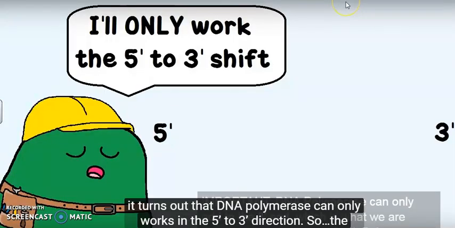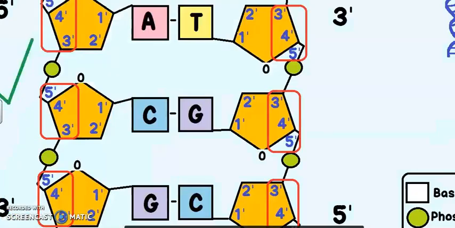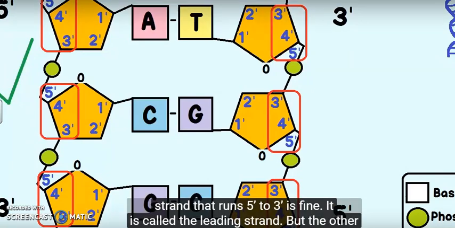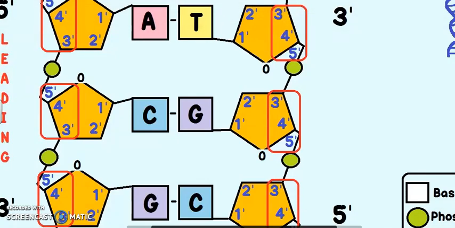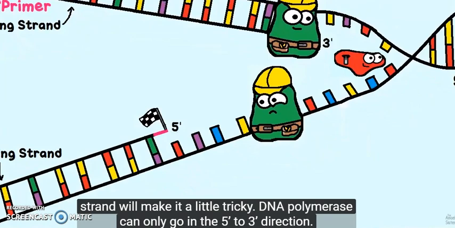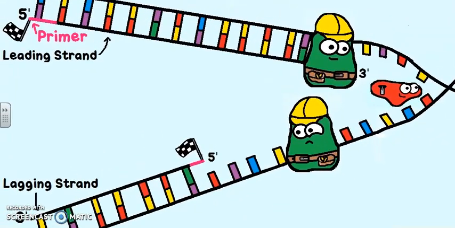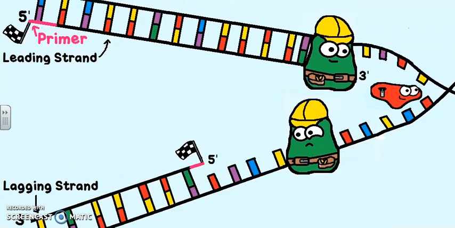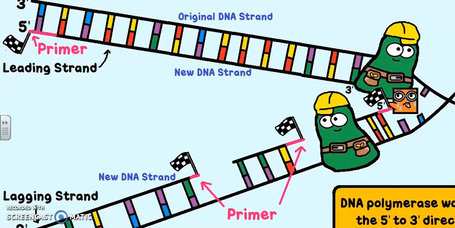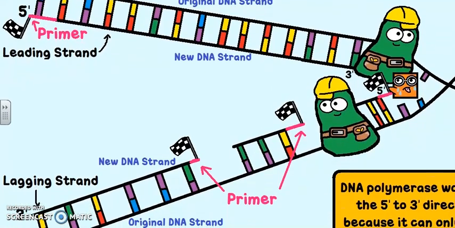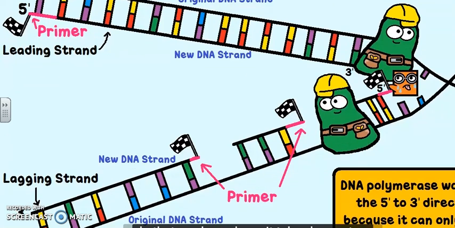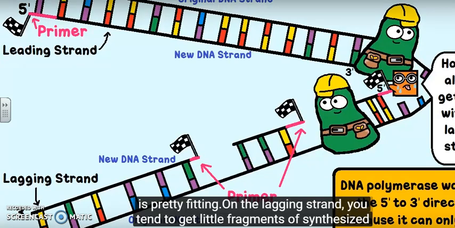Well, it turns out that DNA polymerase can only work in the 5' to 3' direction. So the strand that runs 5' to 3' is fine. It's called the leading strand. But the other strand will make it a little tricky. DNA polymerase can only go in the 5' to 3' direction. So RNA primase has to set a lot of extra primers down to do that, as shown here. It takes longer too. This strand is called the lagging strand, which is pretty fitting.